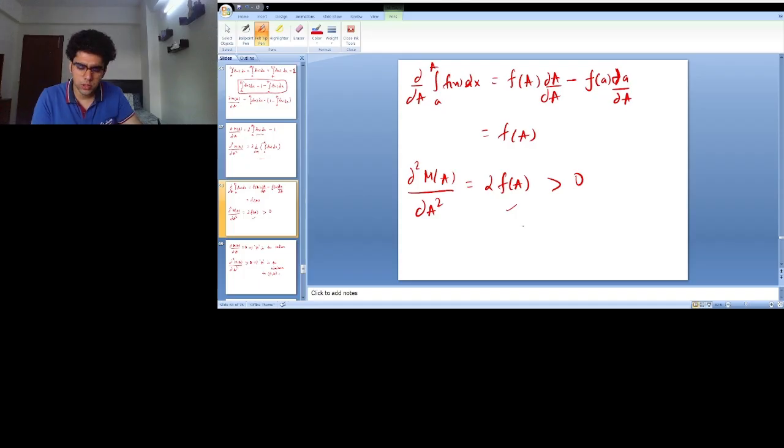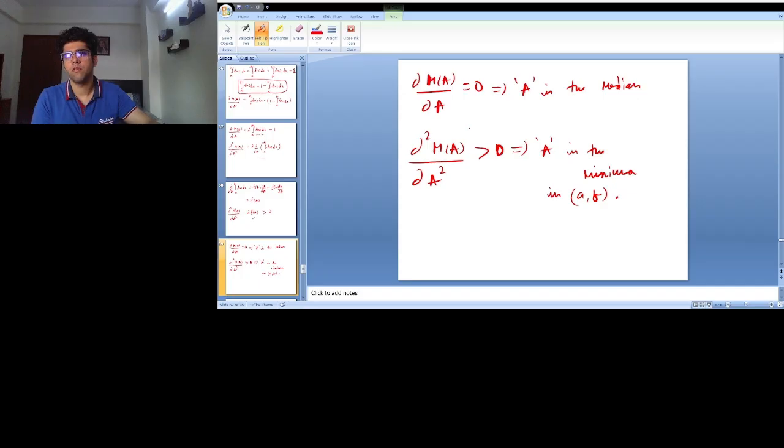And probability is always positive, so 2 times F(A) is positive, which implied, first of all, that A is a stationary point, because we equated this to 0, and equating it to 0 also told us that A is the median, right? So A turned out to be the median, and secondly, because the value of the second derivative was greater than 0, it is a convex function, and A is the minimum, because the stationary point of a convex function is always a minima, right?